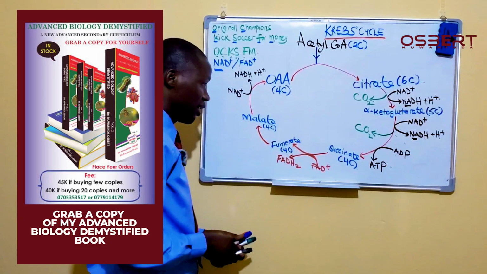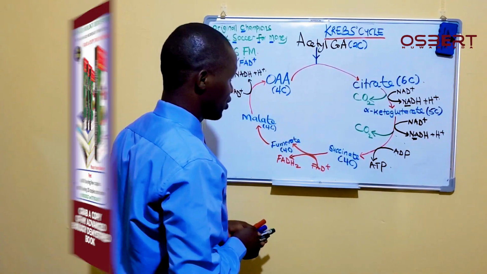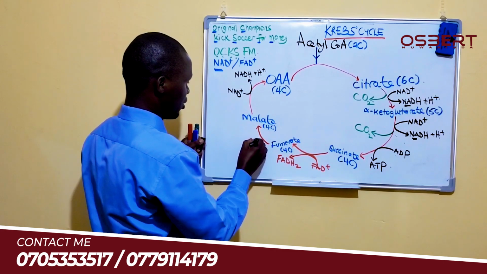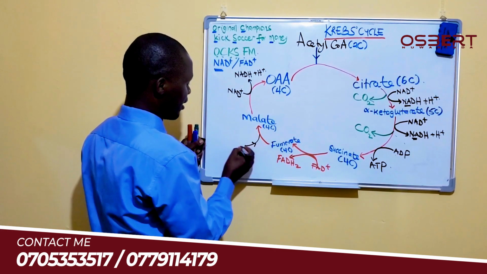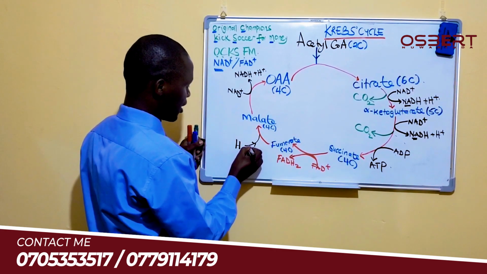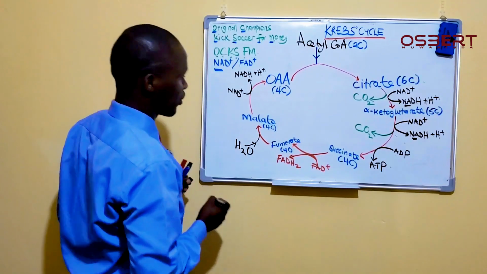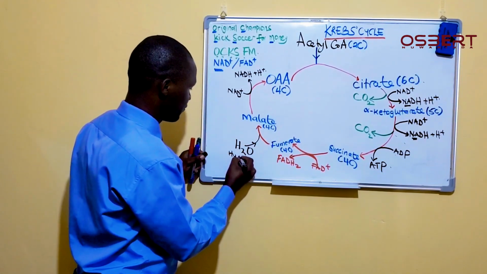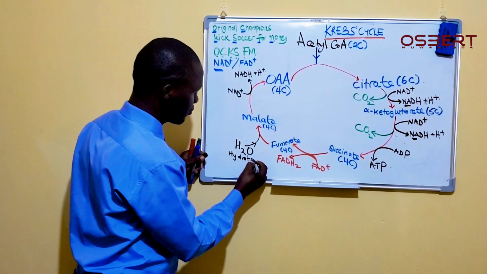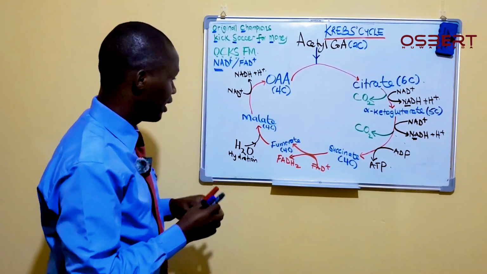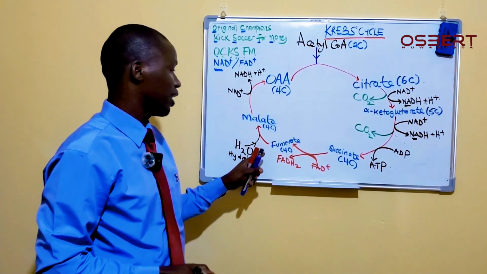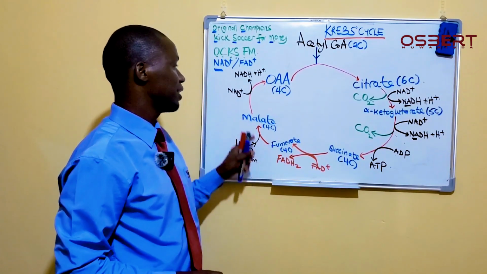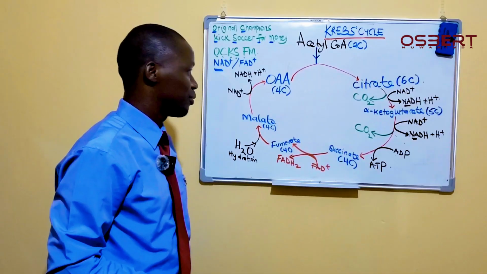What takes place here we shall call hydration. So here there's addition of water. What happens here is what we are calling hydration. After addition of water, that's what will enable this fumarate to turn into malate, and then the cycle is repeated.